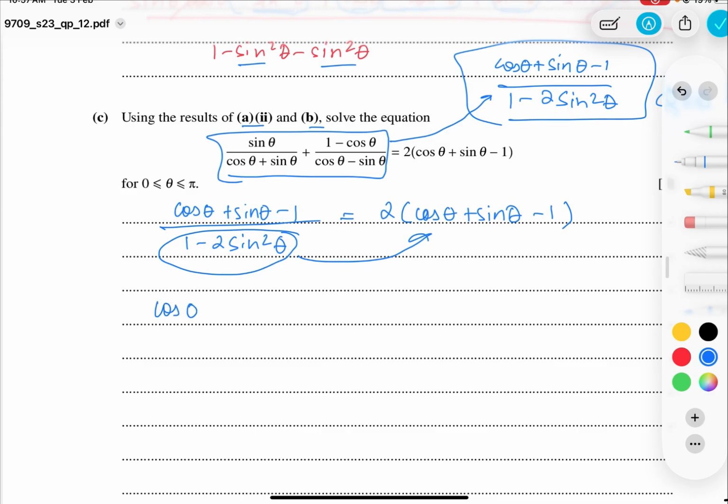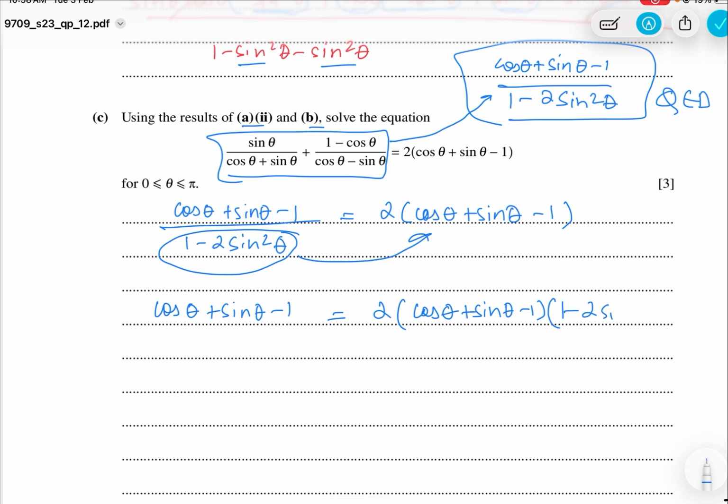We will have cos theta plus sine theta minus 1 equals 2 times cos theta plus sine theta minus 1 times 1 minus twice of sine square theta. Yes or no? We have multiplied both sides by 1 minus 2 sine square theta, so these two will be cancelled and we remain with this part. Agreed or not, learners?